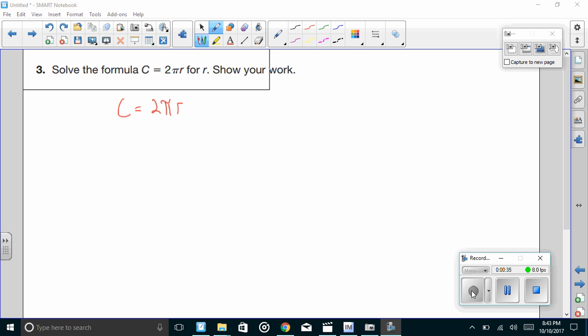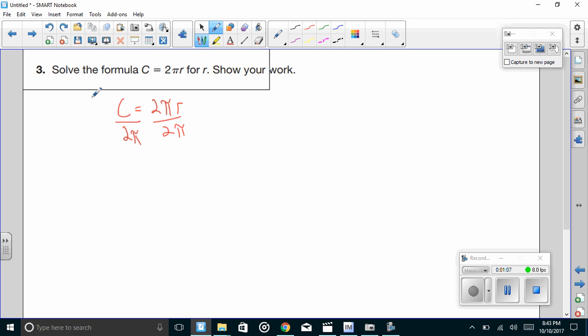Here it says solve the formula C equals 2 pi r for r. So we're solving for r. So we want to isolate the r by itself and move everything else to the opposite side of the equal sign. Well, here we have 2 and pi, and both of those are multiplied times r. Well, the opposite of multiplication is division. So I want to divide the 2 pi on both sides.